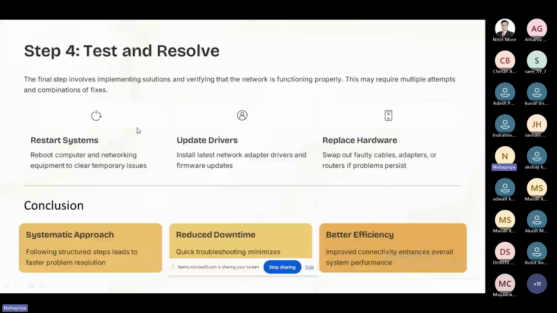To conclude, network troubleshooting is very important. By following this step-by-step approach, we can solve problems faster, reduce the downtime, and improve overall network performance.